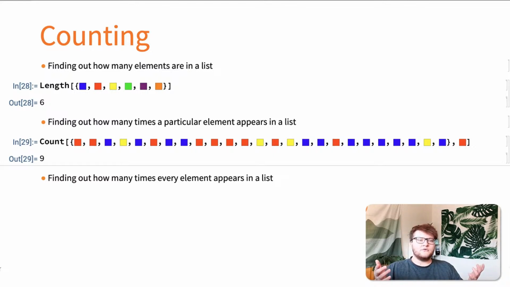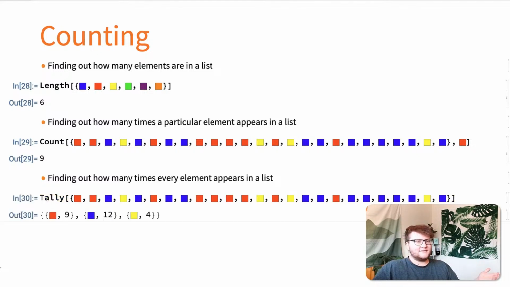Or we might want to know how many times every element appears in the list. In this case I could use the function tally, which is going to tell me that I have 9 reds, 12 blues, and 4 yellows. So those are some really helpful counting functions.